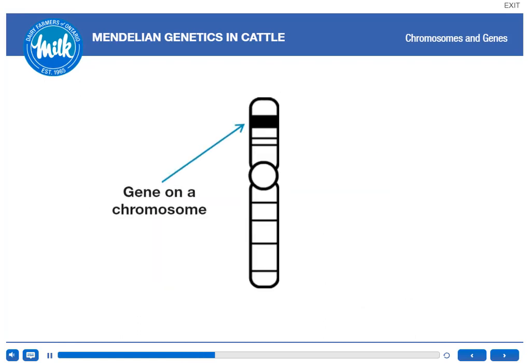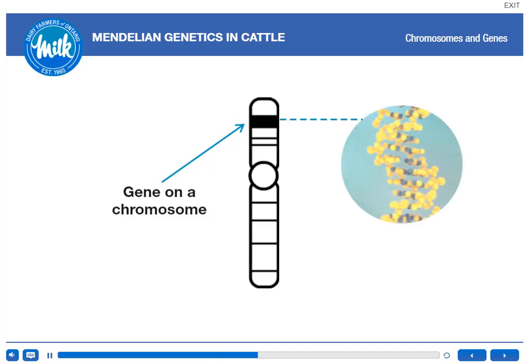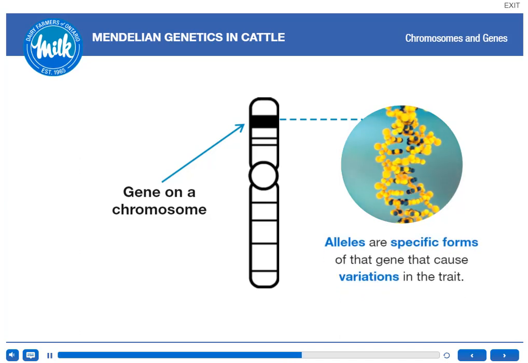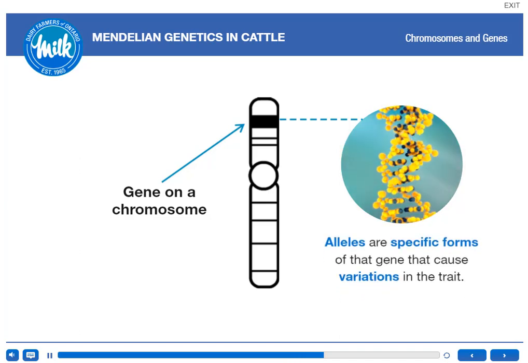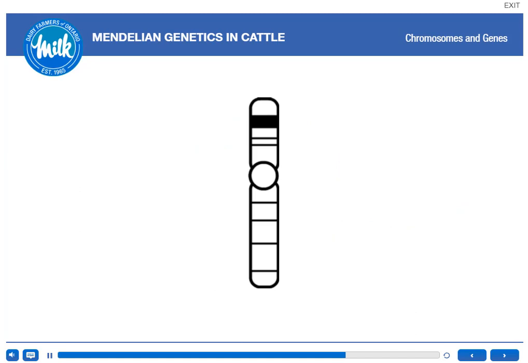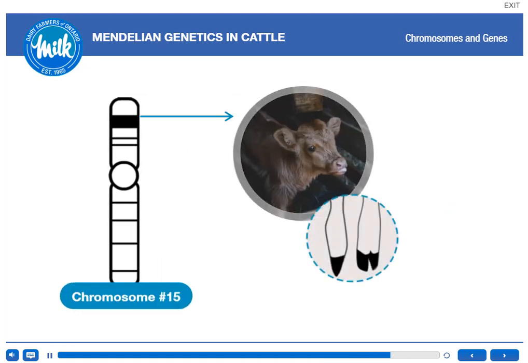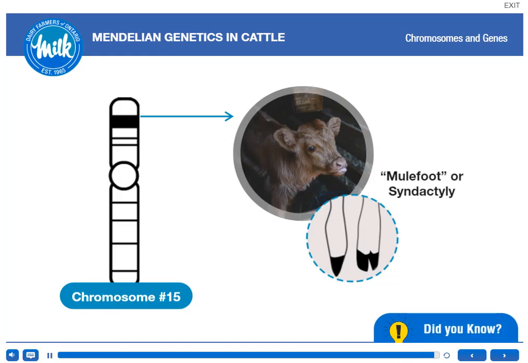Chromosomes carry genes, which determine the genetic traits of cattle. A gene is a portion of DNA that determines a certain trait. Alleles are specific forms of that gene that cause variations in the trait. For example, chromosome number 15 carries an allele that causes mule foot or syndactyl in cattle. We will discuss this more soon.